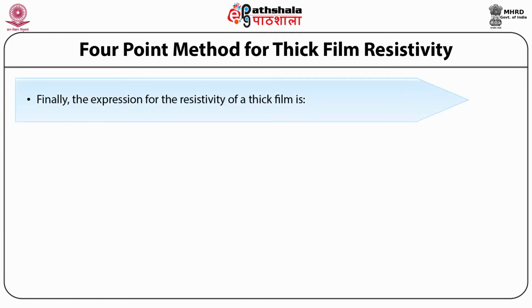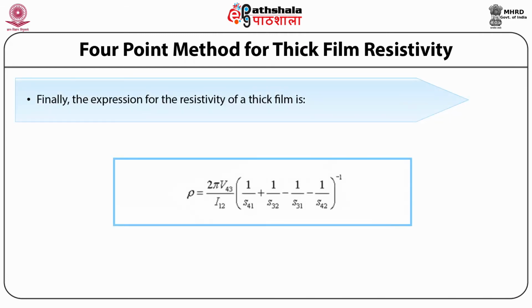So finally, the expression for the resistivity of a thick film is rho equals 2 pi V43 divided by I12 into (1 divided by S41 plus 1 divided by S32 minus 1 divided by S31 minus 1 divided by S42) whole raised to power minus 1.